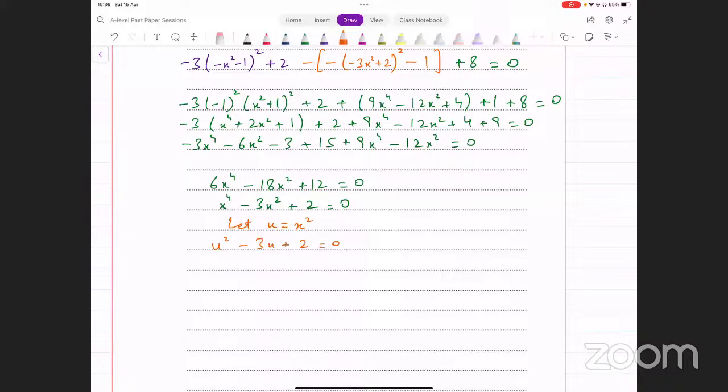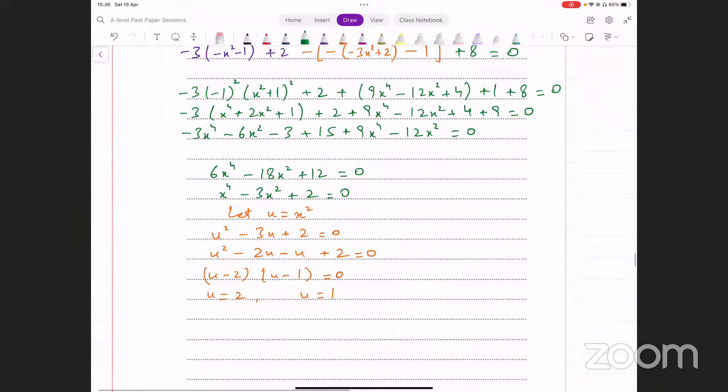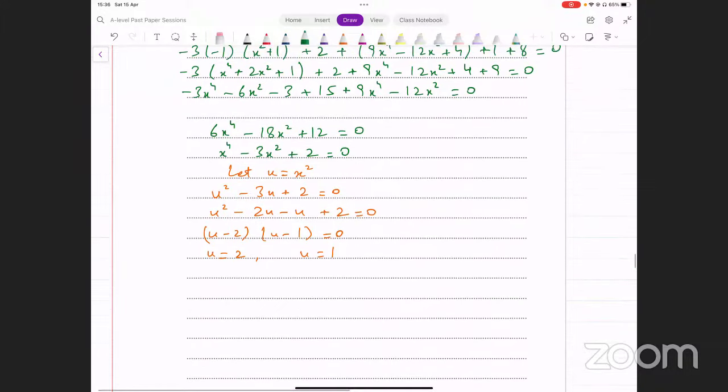Now, can we factorize this? It turns out we can, because it becomes u squared minus 2u minus u plus 2 equals 0. And the factors turn out to be u minus 2 into u minus 1. So u either equals 2 or u equals 1. ठीक है, अब वापस input कर दें. X square equals 2. U was x square, right? So x square either equals 2 or x square equals 1.